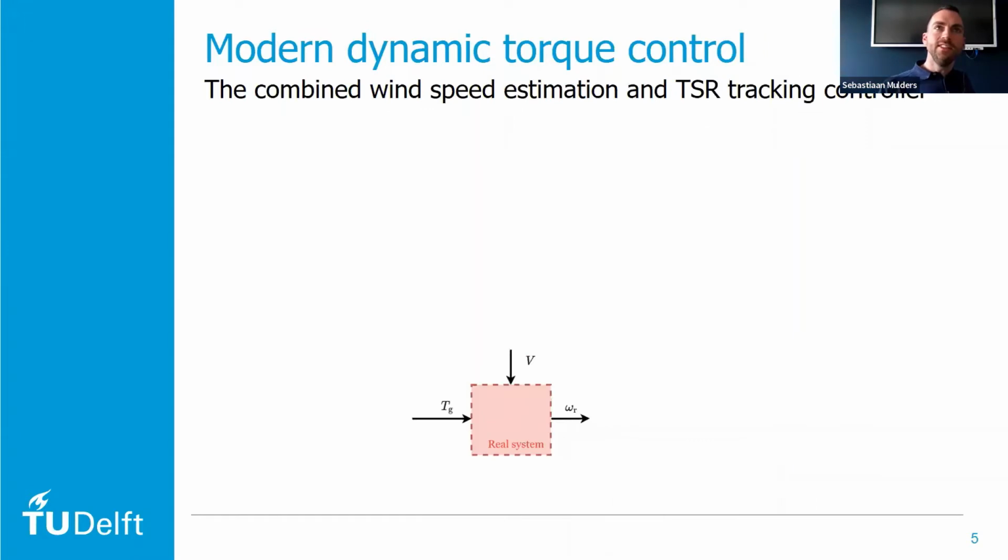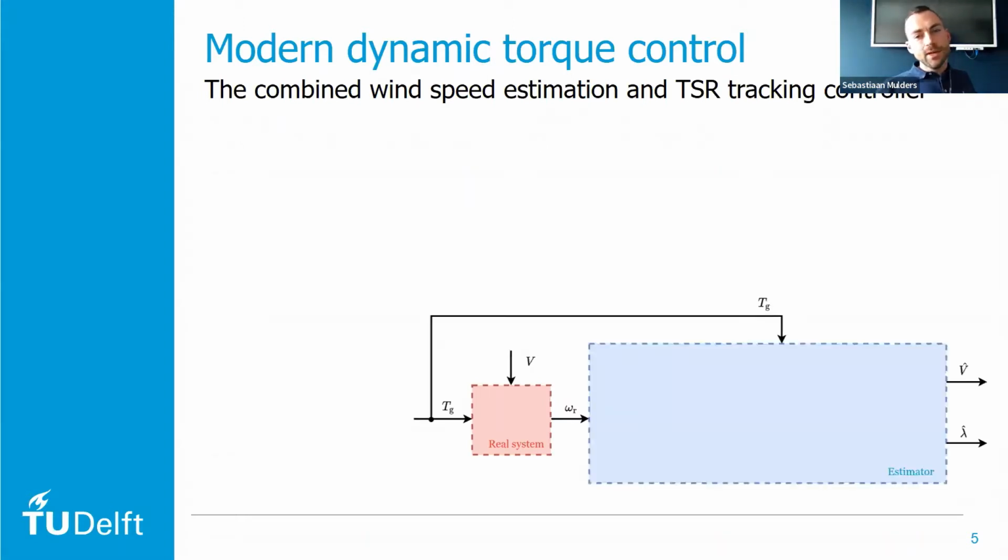So that's why we generally move to a more dynamic torque control structure, which makes use of a wind speed estimate to do tip speed ratio tracking. So what you see in the bottom of the screen is again the real system subject to a wind speed V, a torque input TG, and then a rotor speed output omega r.